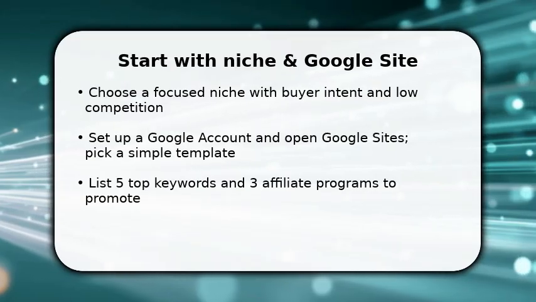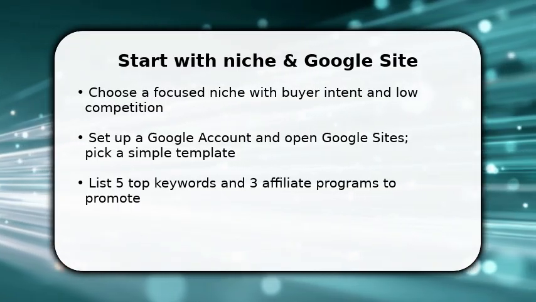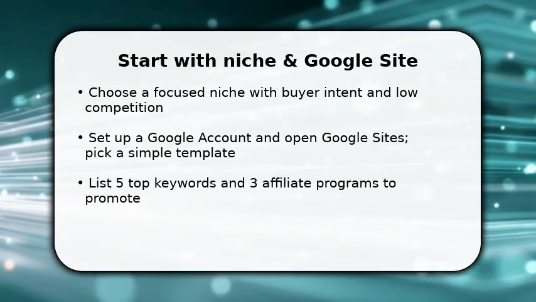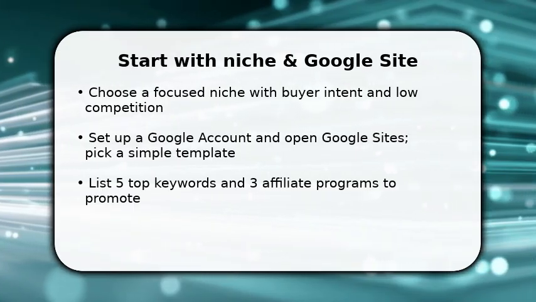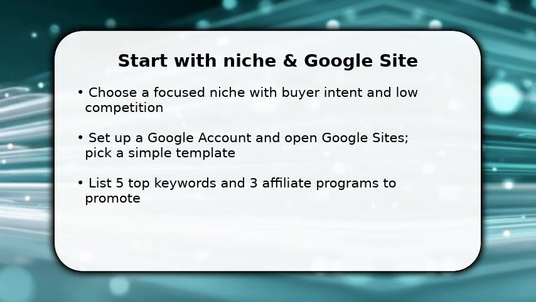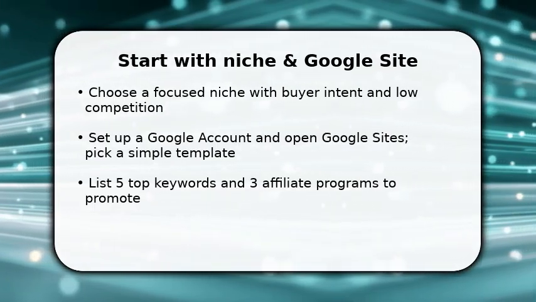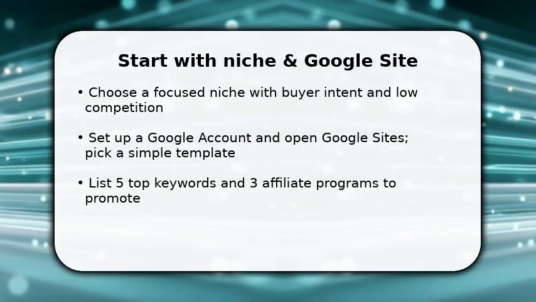You begin by narrowing your niche and why that matters. Concentrated intent converts. Once chosen, sign into Google and create a new Google site using a clean template. This gets you live fast. Make sure to collect 5 strong keywords and join 3 relevant affiliate programs right away so you have products and tracking links. Start building a single landing page that targets one keyword. This avoids spreading effort thin and gives you measurable, early data.